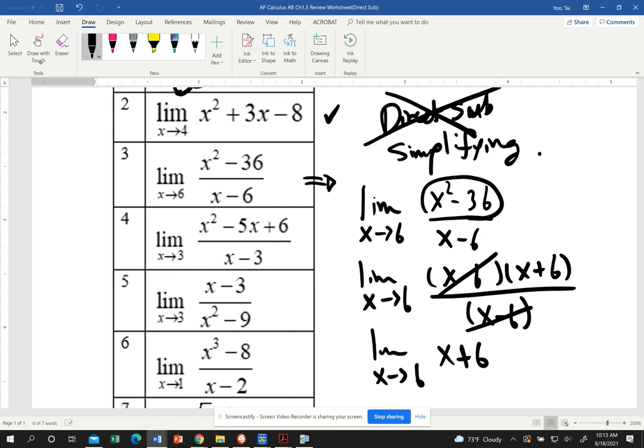After you simplify, this is a lot easier to look at than what we started with. You see that? This is way easier, right? Now we can use direct substitution into that expression we have. You plug it in, 6 plus 6, because x will be 6, and that will give you 12, which will be your limit.